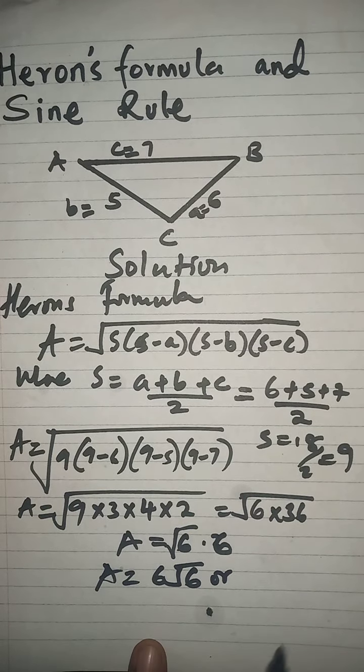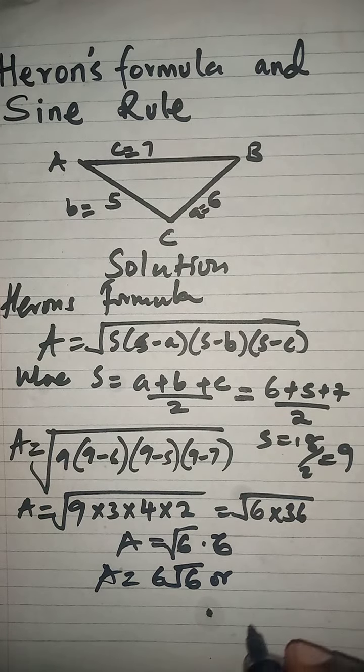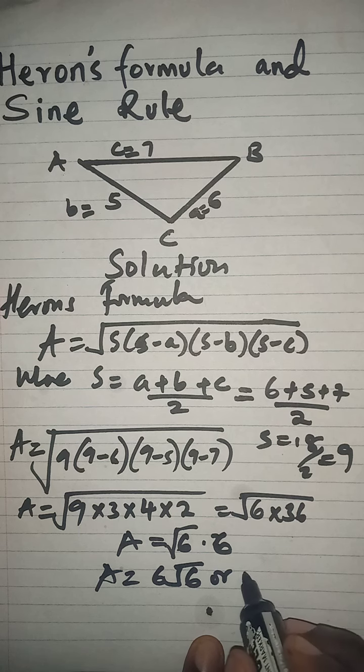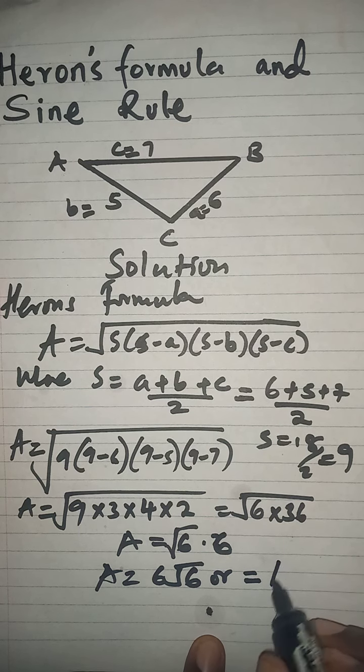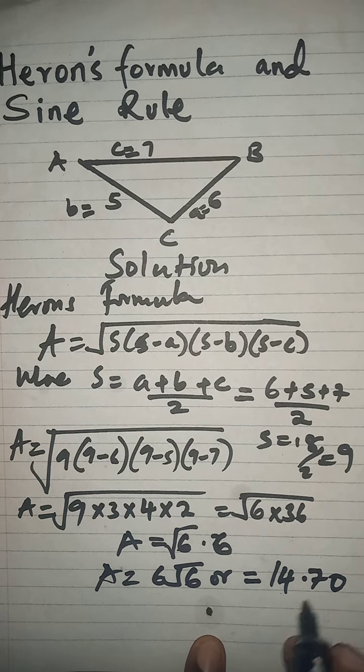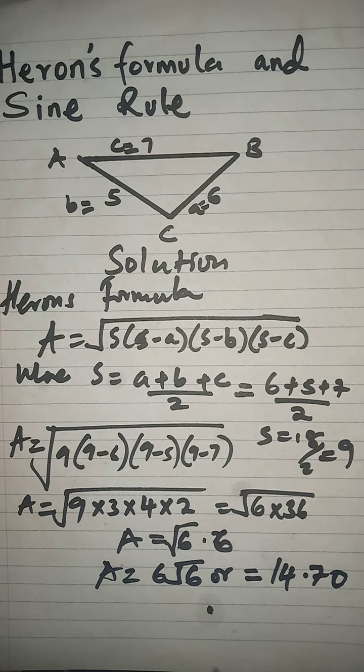or when you compute it in your calculator, up to 4 significant figures, this is equal to 14.70. If you have your calculator, that is what you get.